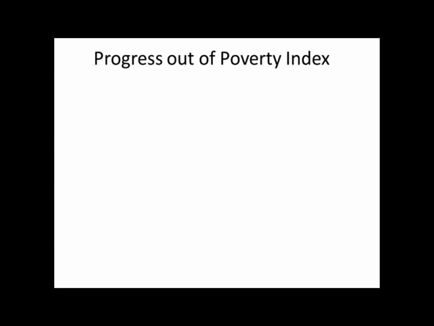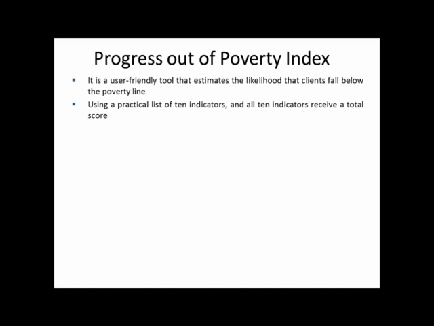Progress out of poverty index. It is a user-friendly tool that estimates the likelihood that clients fall below the poverty line, using a practical list of 10 indicators, and all 10 indicators receive a total score. This index then serves as a baseline from which client progress is measured.